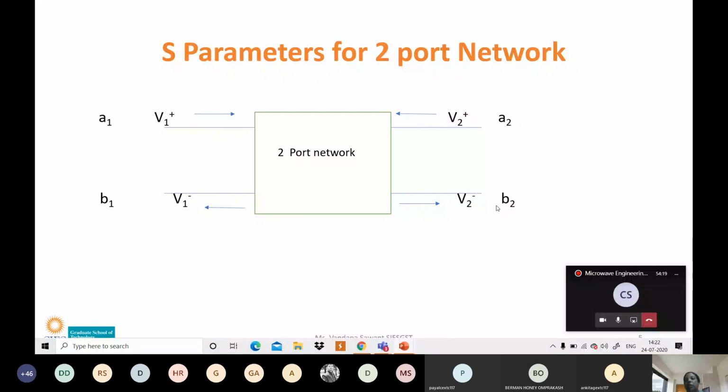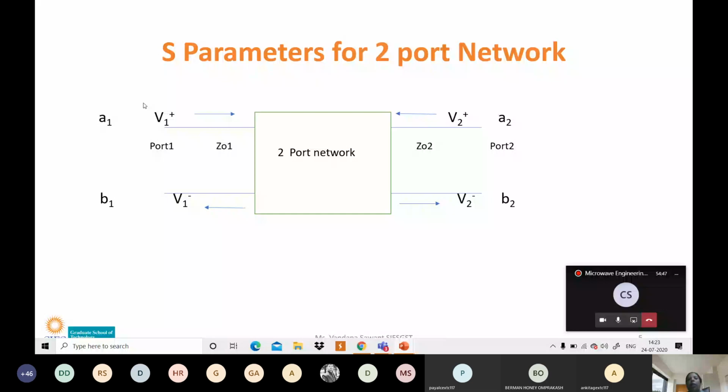So this will be A1, this will be A2, this will be B1, this will be B2. This is port 1, which we have already indicated, and this is port 2. Now the characteristic impedance at port 1 will be Z01 and the characteristic impedance at port 2 will be Z02.